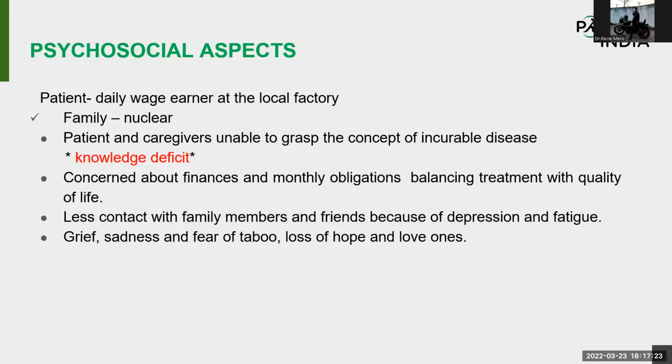Psychological aspect. The patient is a daily wage earner as a local factory worker, from a nuclear family, and was the caregiver. He is unable to grasp the concept of an incurable disease, and is concerned about financial and monthly obligations while balancing treatment with quality of life. He has less contact with family members and friends because of depression and fatigue, and experiences grief, sadness, fear of stigma, and loss of hope and of loved ones. Next.